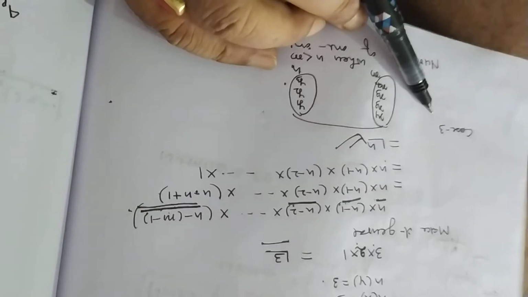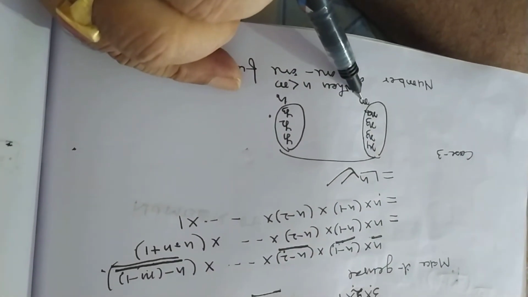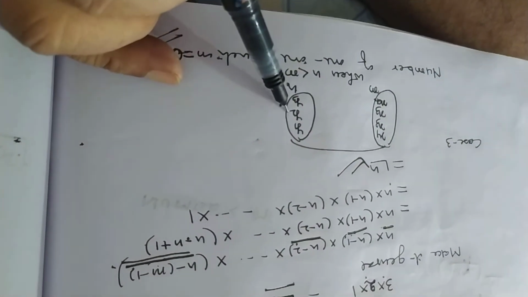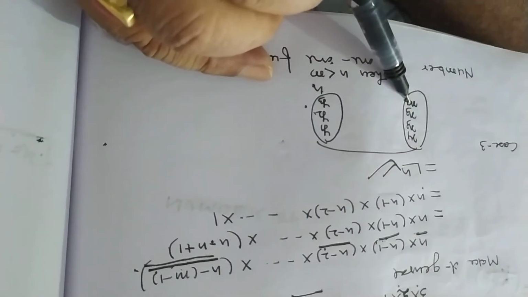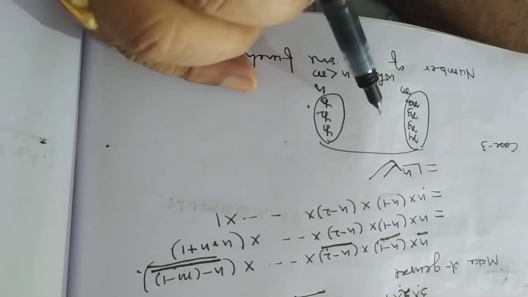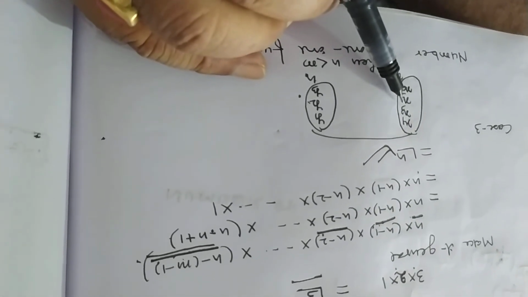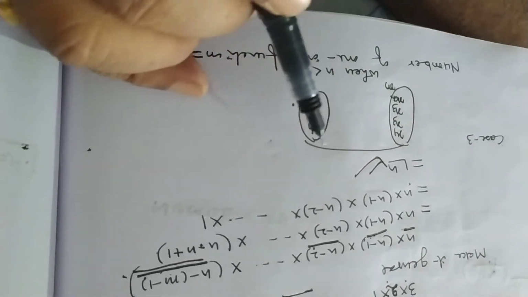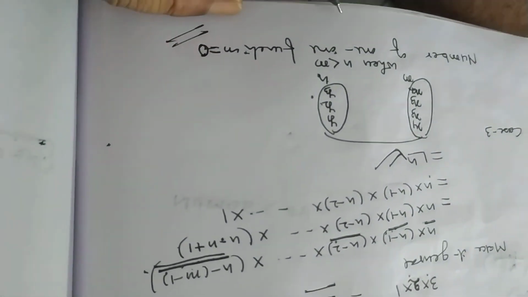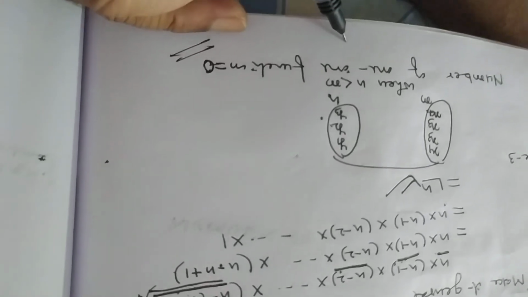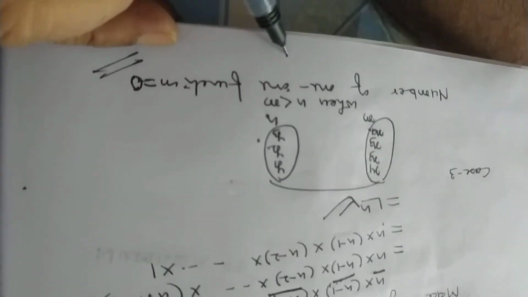In case 3, what do we observe? In this case, m is greater than n, that is n less than m. What do we observe? This is very, very important. Here, the number of elements of domain is greater than the number of elements of codomain. Then how many one-one functions will we get? We will get 0. So it is very, very important.